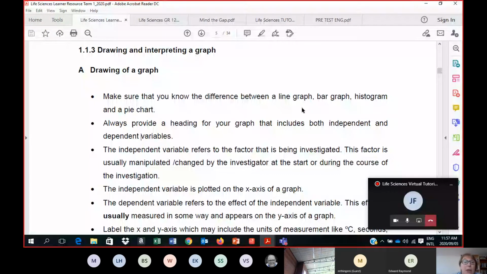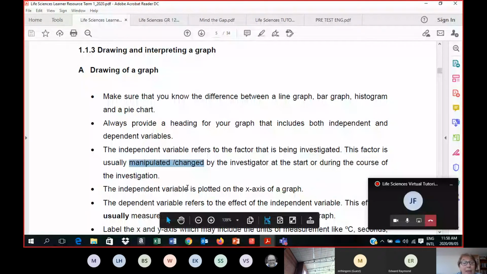Just a little bit of revision. The independent variable refers to the factor that is being investigated. And this factor is often manipulated or changed by the investigator at the start or during the course of the investigation. So in my previous example, the independent variable would be the altitude. Altitude, of course, is height above sea level. And we know that as the altitude increases, so the number of red blood cells increases as well. Because, of course, there's far less oxygen with an increase in altitude.